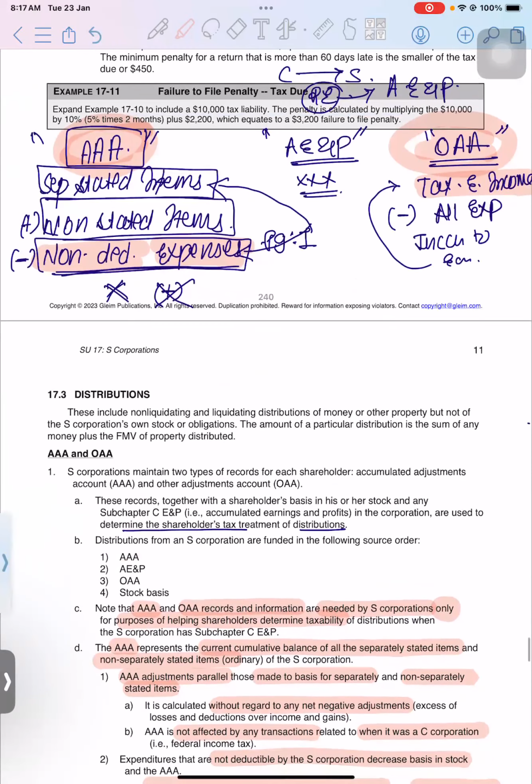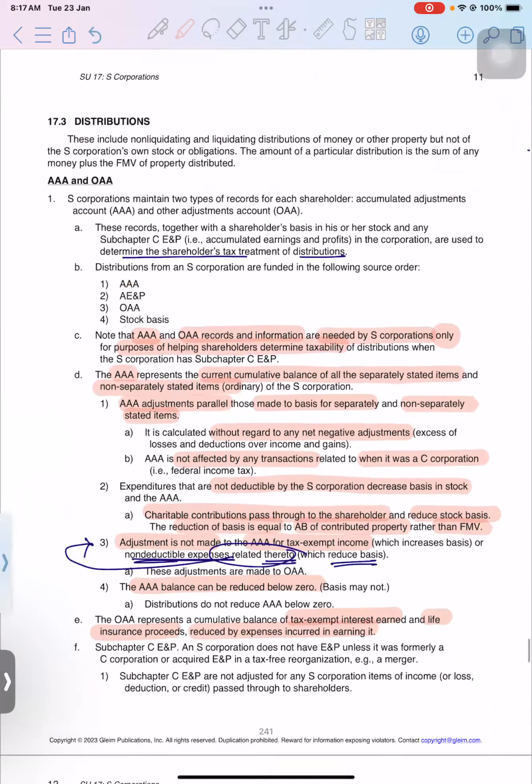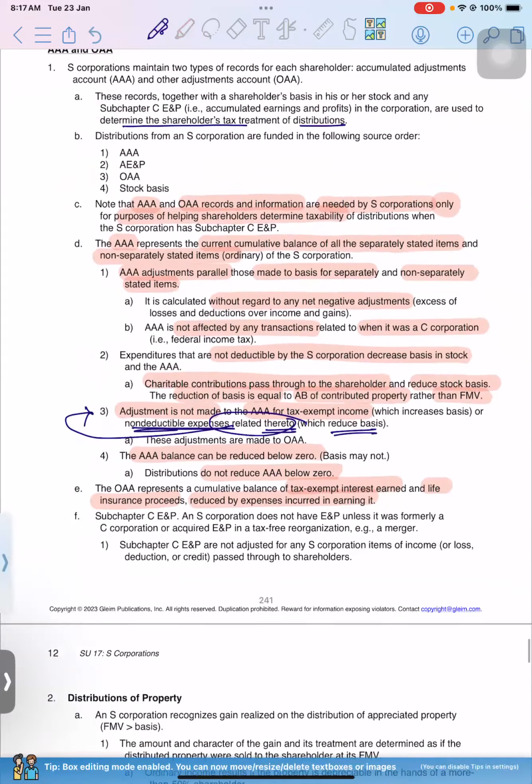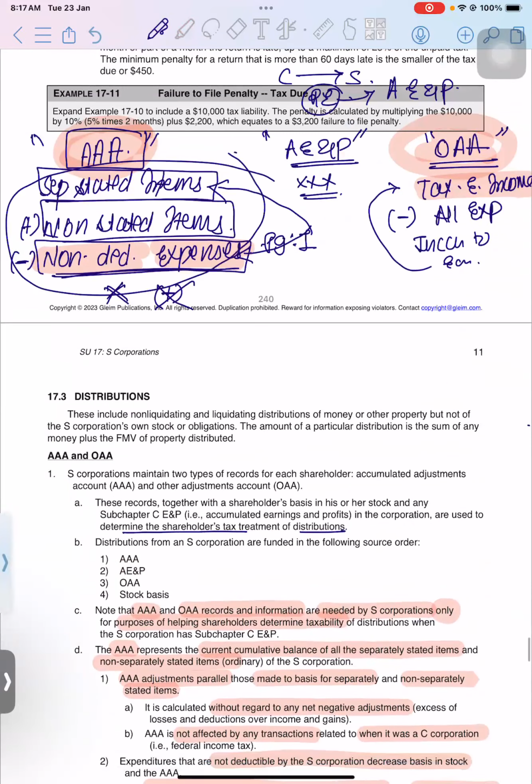negative. The stock basis, why? Because they will have to pay the capital gain tax, right? So distributions do not reduce the AAA below zero. Normally all these items can reduce the AAA to negative. Okay, that is a common thing.